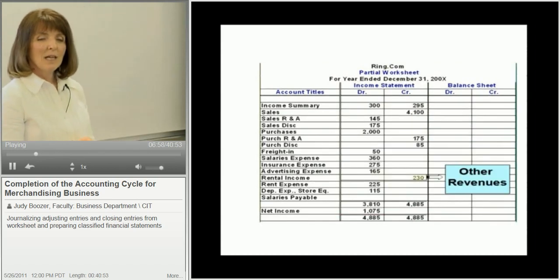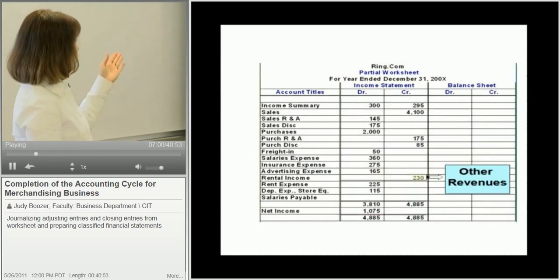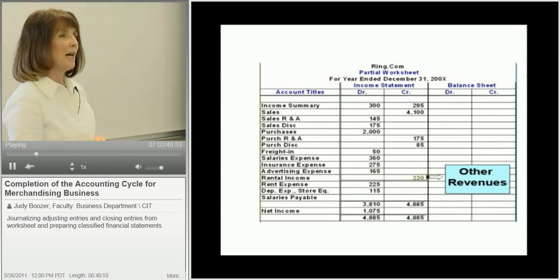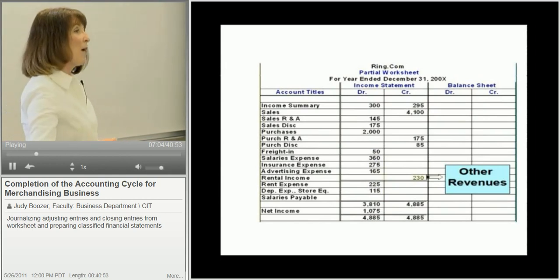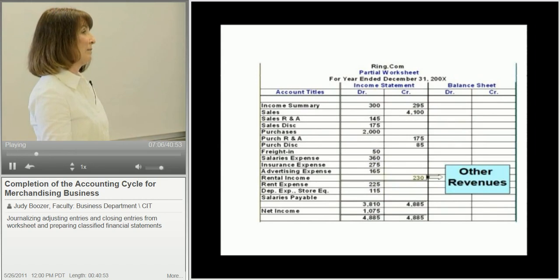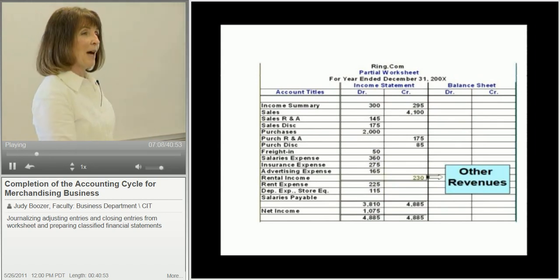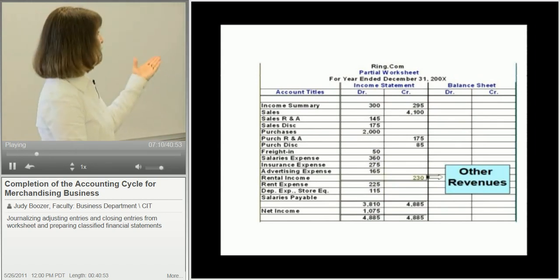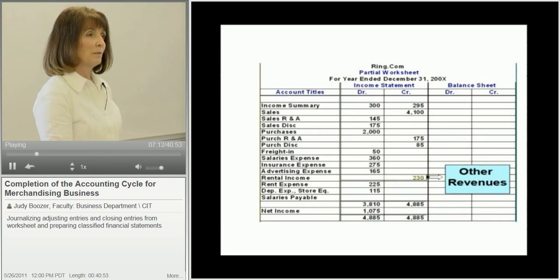Now, other revenues, like I was just talking about, this rental income. Maybe you're renting out a room because you're not using it. Not necessary for the operation of the business, so it's going to go under other revenue. But still, it is revenue.